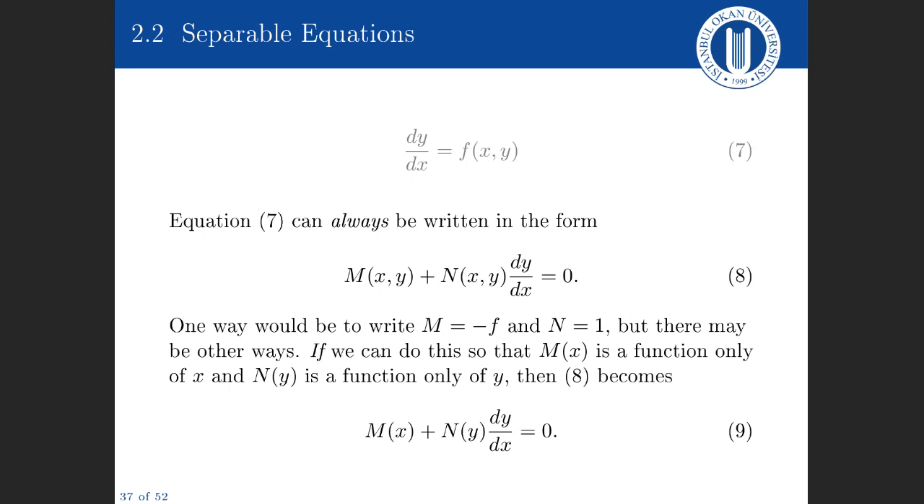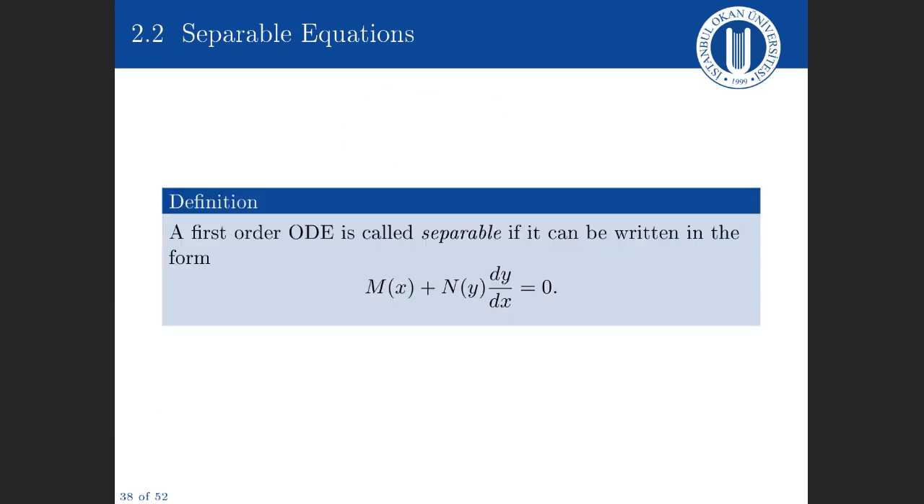Sometimes it's possible to do this such that m of x is a function only of x and n of y is a function only of y. Sometimes it's possible to rearrange equation 7 so that it looks like m of x plus n of y dy/dx is equal to 0. If we can do this, then the equation is called separable.